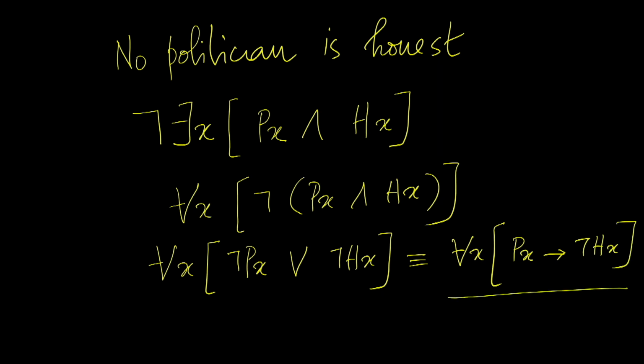So what does it say? For every x, if x is a politician, then x is not honest, x is dishonest. So that is tantamount to asserting that every politician is dishonest, which is logically equivalent to saying that no politician is honest. Similarly, consider the statement, not all birds can fly.